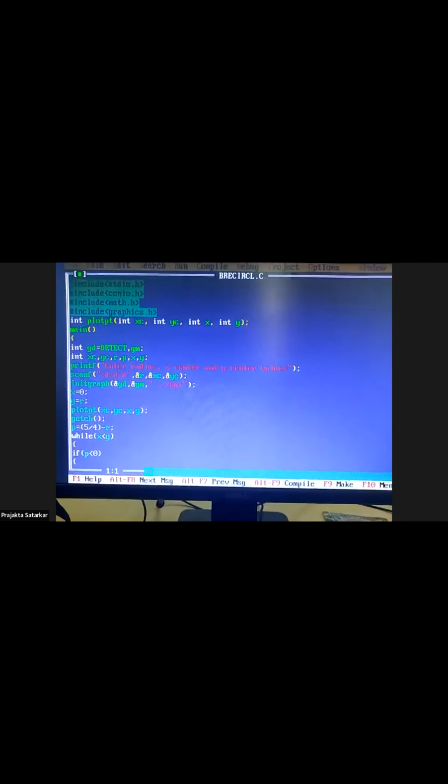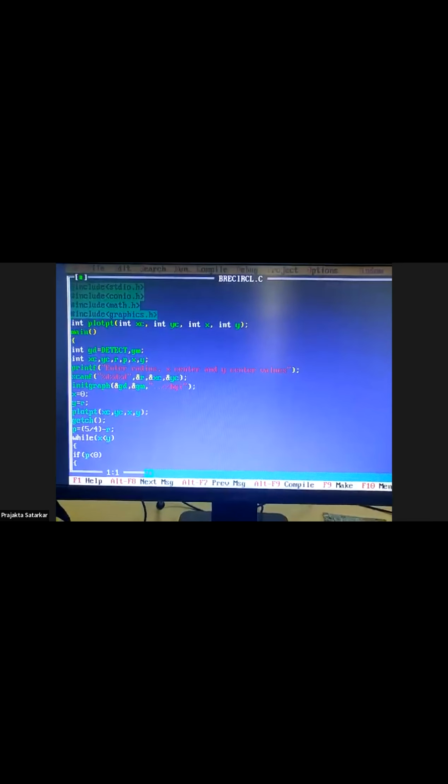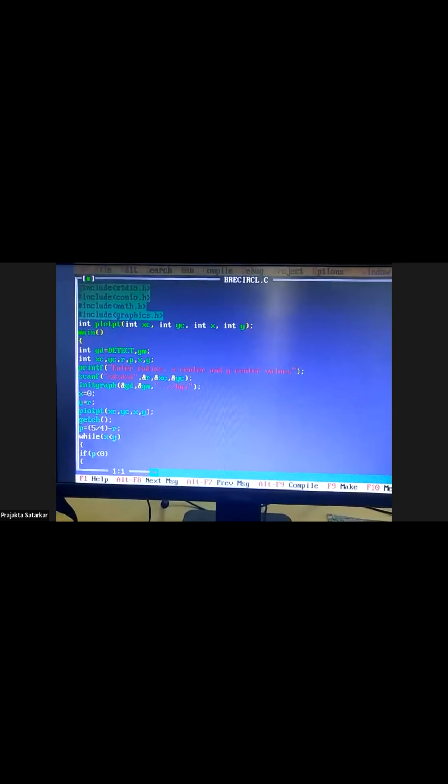X and Y are the values for the algorithm with respect to the origin as the center of the circle.